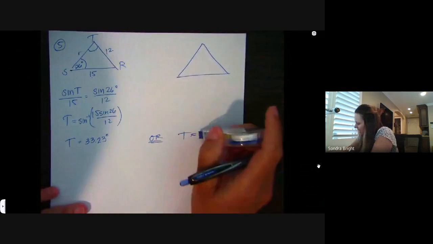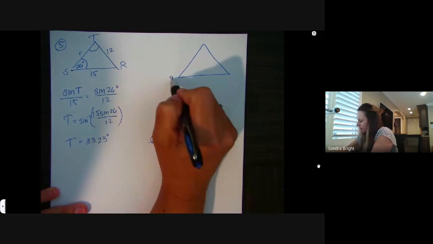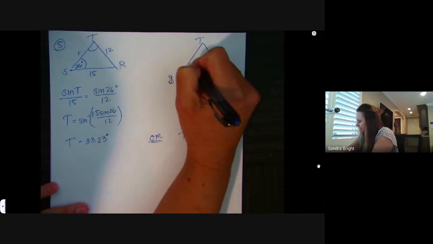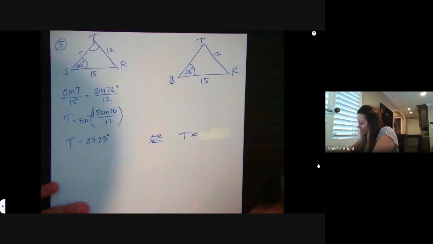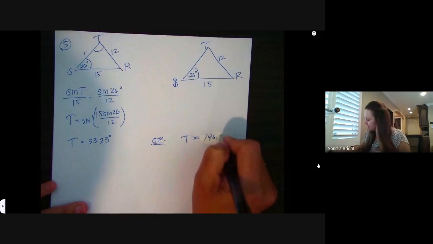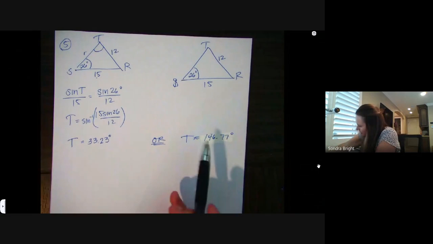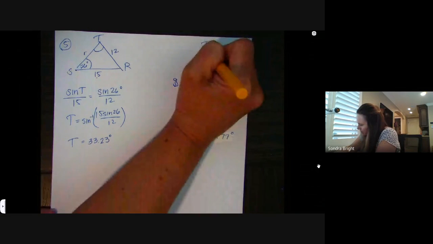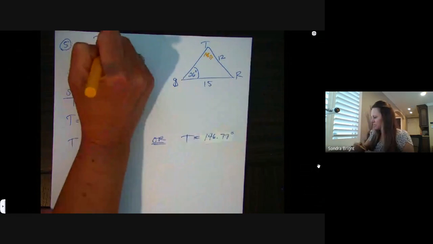Now, what stays the same? STR, my given information stays the same. S is still 26 degrees, side S is still 12, side T is still 15, right? But what's different, if this second triangle exists, and I don't know yet, right? If it exists, then this one is 146.77. This one was 33.23. So if it exists, then that's 146.77.